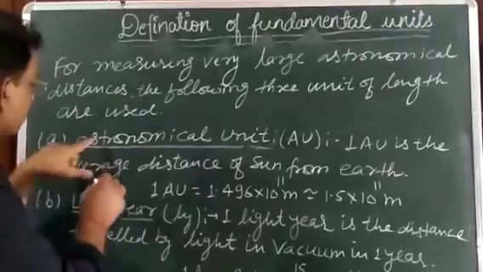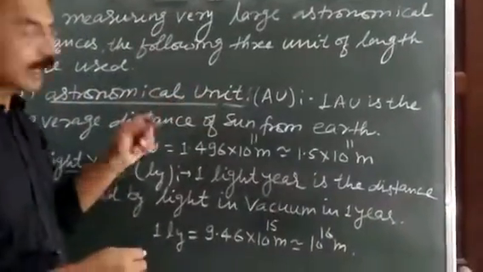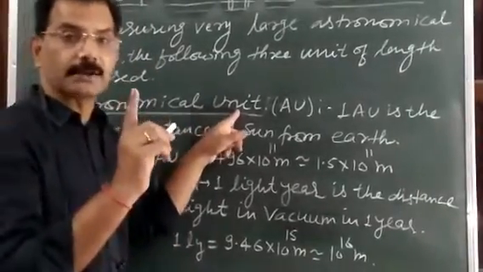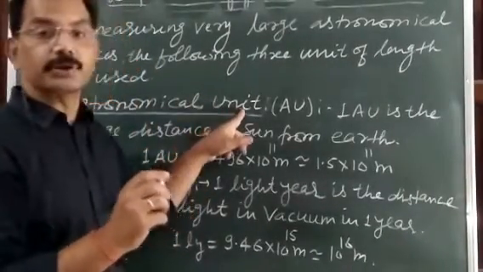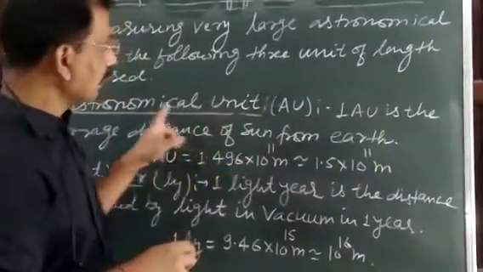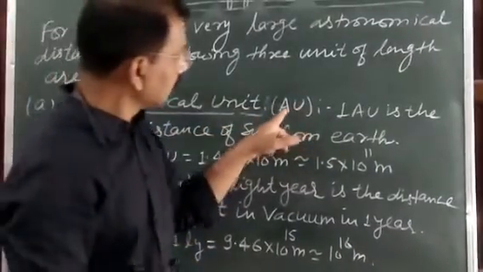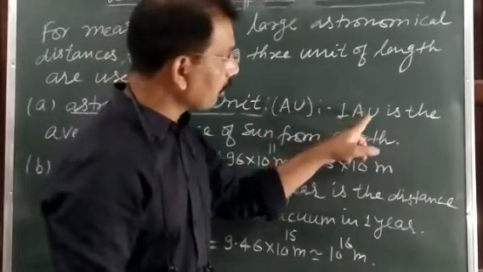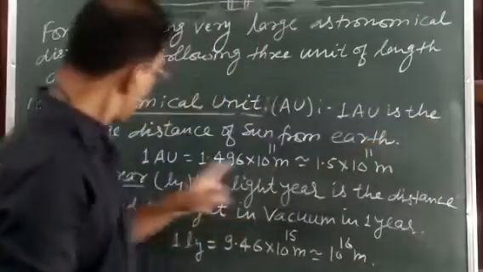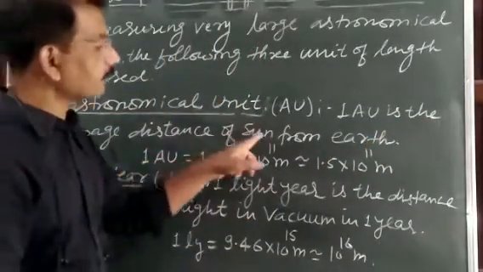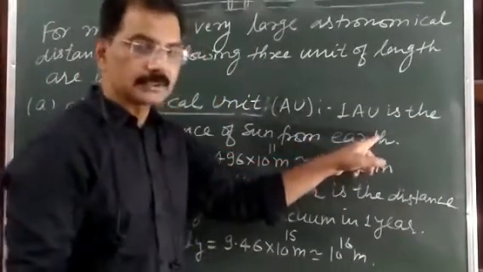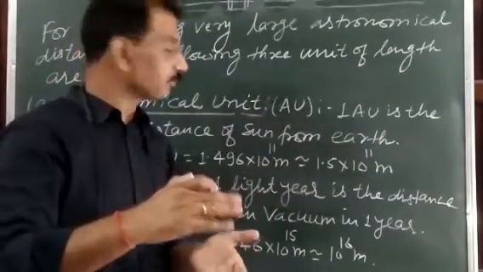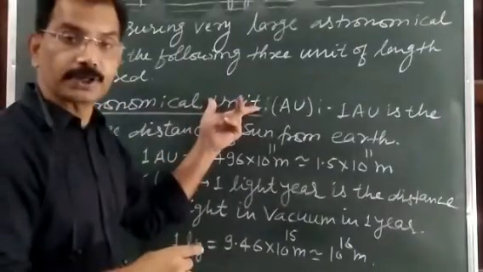Like first one is astronomical unit. Actually astronomical unit is the unit of length. पहली चीज याद रखना, एस्ट्रोनॉमिकल यूनिट किसकी यूनिट है? लेंथ की यूनिट है. And how can you define it? It is denoted by AU, capital A and capital U. So one astronomical unit is the average distance of sun from earth. सन से अर्थ तक की जो एवरेज डिस्टेंस है उसको कहते हैं एस्ट्रोनॉमिकल यूनिट.